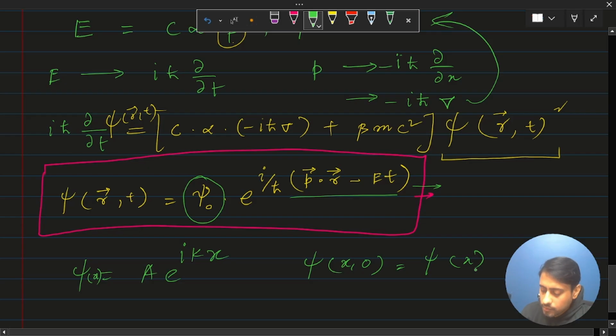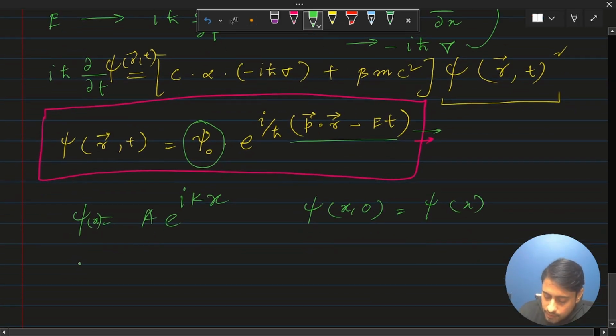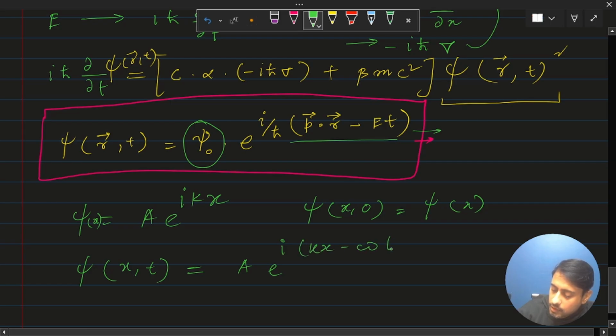Now what we are saying is that the wave function has evolved in time. So we can write it as psi of x comma t, and this can be written as A e to the power i (k x minus omega t).